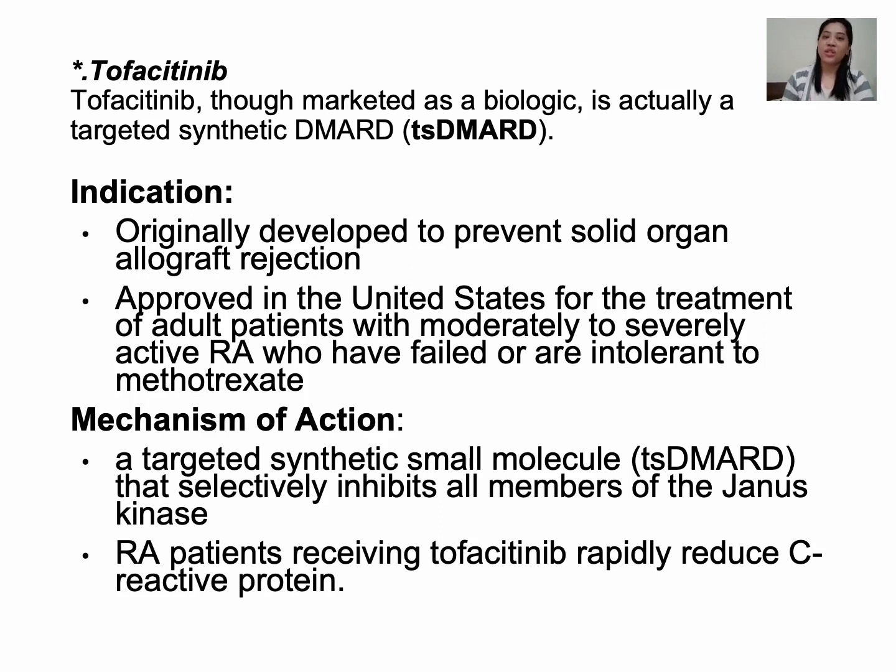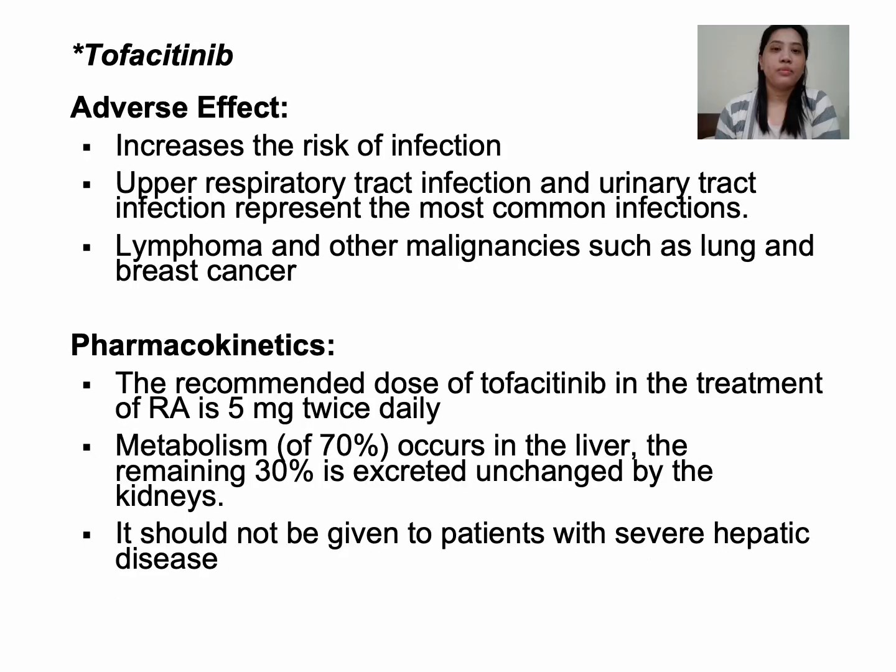In RA patients receiving tofacitinib, it rapidly decreased the CRP. Its adverse effects: it increases the risk of infection. Upper respiratory tract infection and urinary tract infection represent the most common infections. Its pharmacokinetics: the recommended dose of tofacitinib in the treatment of RA is 5 mg twice daily, and it should not be given to patients with severe hepatic disease.